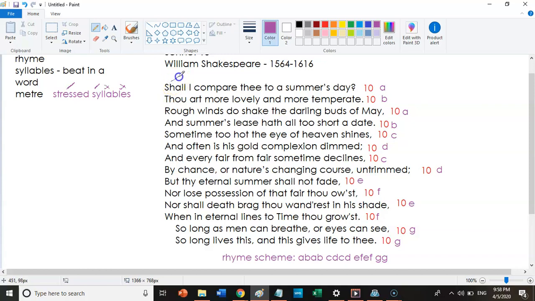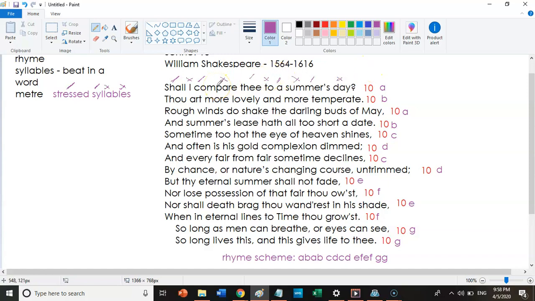So, "shall I compare thee to a summer's day." You don't say "comPARE", you say "comPARE" with the stress on the second syllable. That's how you would do it generally, okay?